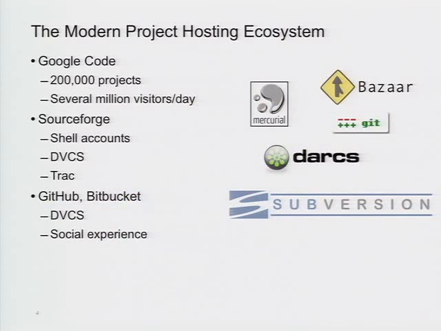SourceForge has expanded their offerings. They have shell accounts and several distributed version control systems and hosted Trac instances and cool things like that. And there are new players like GitHub and Bitbucket, which are specialized for a particular version control system and provide a well-integrated social experience on top of that. And that's all really great. We're happy that there are so many choices for projects out there, but we still think that Google is well positioned to support well these newly prominent features of distributed version control.